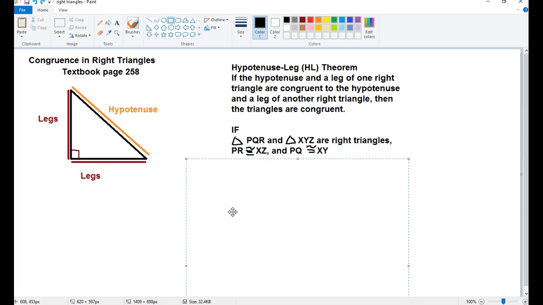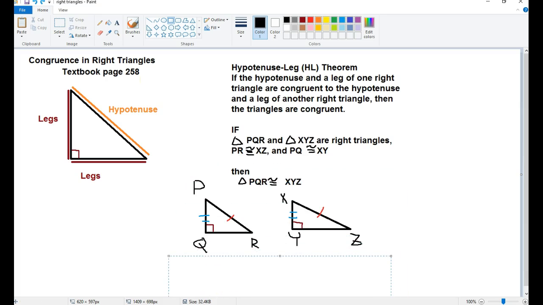So if we have triangle PQR and triangle XYZ, they're both right triangles. PR is congruent to XZ, and PQ is congruent to XY, then those two triangles are congruent. So here's what it would look like. We have PQ and XY congruent, PR and XZ congruent, so the two triangles are congruent. We have one leg, hypotenuse, hypotenuse, and then the angles would be congruent.